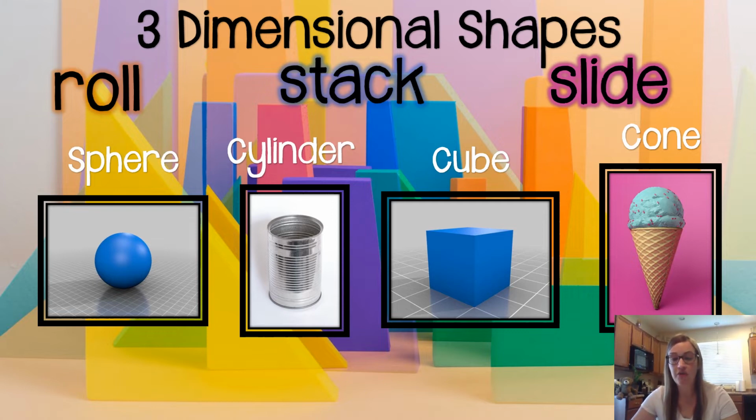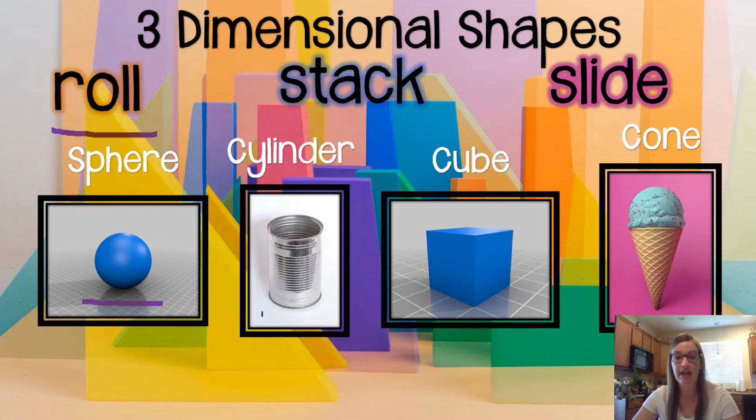I want us to review the characteristics of the 3D shapes, just like Mrs. Perea did yesterday. So our first shape here, tell me the name of it. It is a sphere. And what can a sphere do? What's its characteristic? It can roll. Good job. Let's go to the next 3D shape.